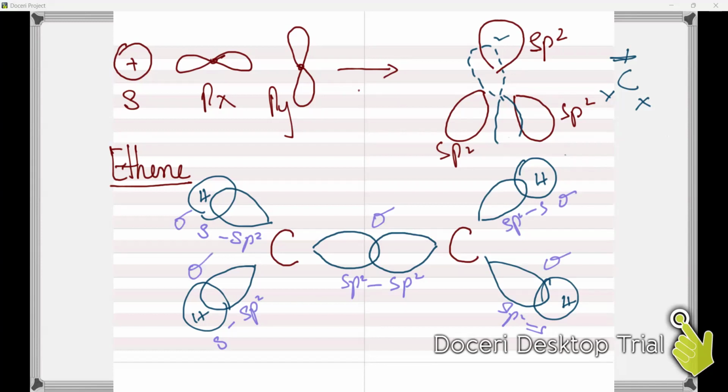We can't forget one thing, and that is we still have one unhybridized orbital on each carbon. Here we have one unhybridized orbital, and here we have one unhybridized orbital. So these unhybridized orbitals will combine together and they form what? Pi overlap. Get it? Write it in here, draw.